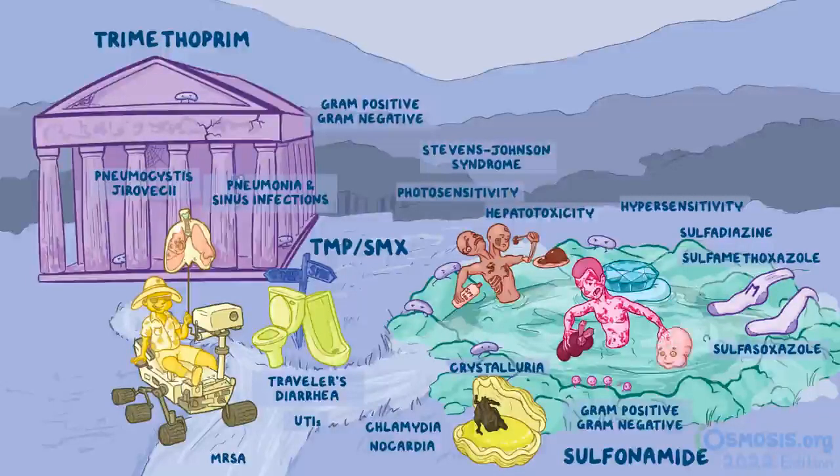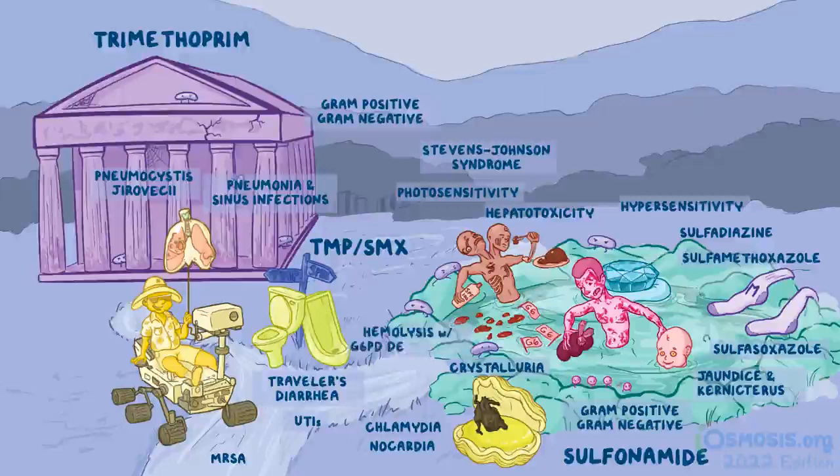The next person is an infant whose head is sticking out of the water. His big eyes are a weird yellow color to help you remember that these medications can cause jaundice and kernicterus in neonates. Finally, let's put some cut-up red blood cells in the water, along with little flags that say G6, like the G6 in the European Union. This will help you remember that hemolysis can occur in people with G6PD deficiency.